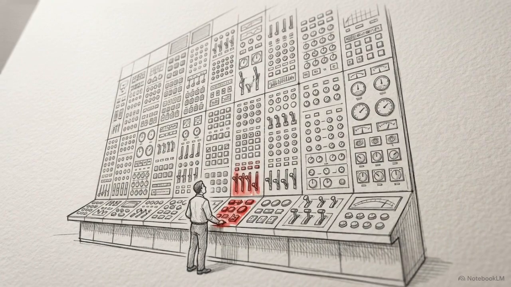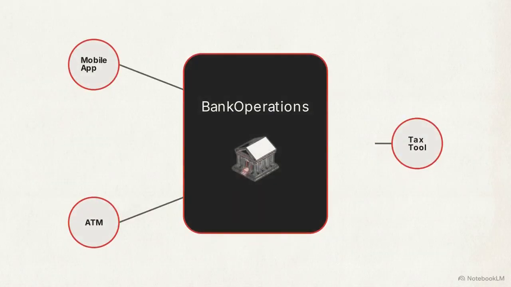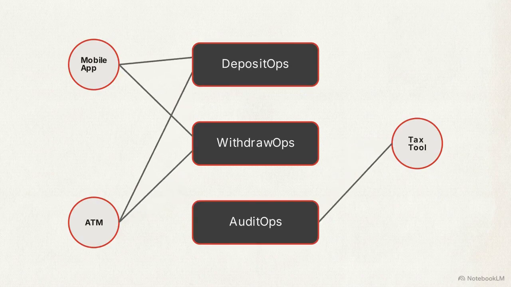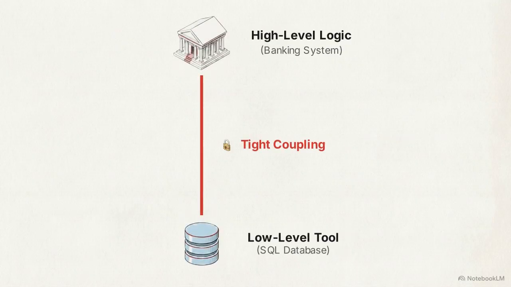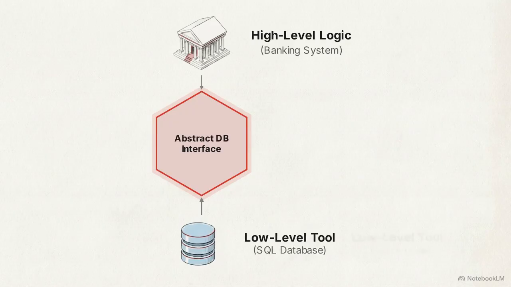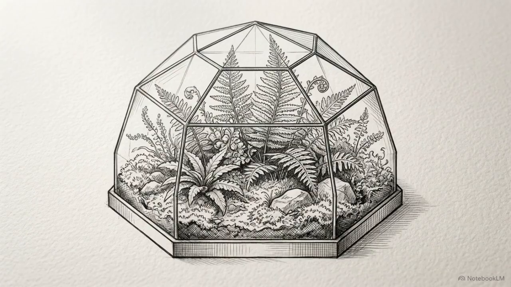Interface segregation prevents us from forcing client applications to rely on large, bloated interfaces that contain methods they don't actually need. We take our massive bank operations module and break it down into smaller, specific operational protocols so that each part of the system only interacts with the tools it requires. Dependency inversion ensures high-level logic remains independent of low-level tools. By connecting our bank to an abstract database interface instead of a specific SQL database, we can change storage technology in the future without rewriting core logic. Applying SOLID principles transforms rigid code into a modular ecosystem that supports significant, predictable growth.